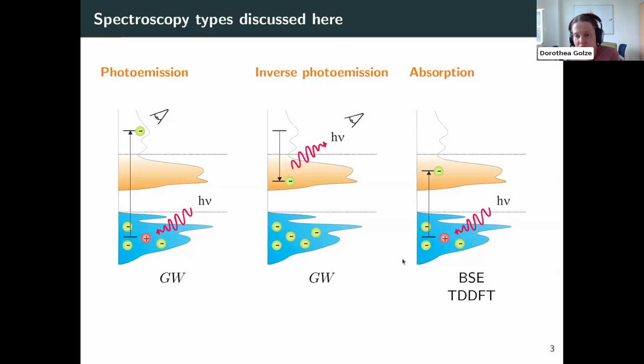So the other case, when we have the absorption process, so when an electron is promoted from an occupied state to an unoccupied one, we form an exciton, so a bound electron-hole pair. This is not the type that we can describe with GW, but for that we have to go beyond GW and solve the Bethe-Salpeter equation, BSE, on top, or as an alternative approach, use time-dependent DFT. Just to make the distinction clear, GW can only describe these processes, photoemission and inverse photoemission, so charged excitations.